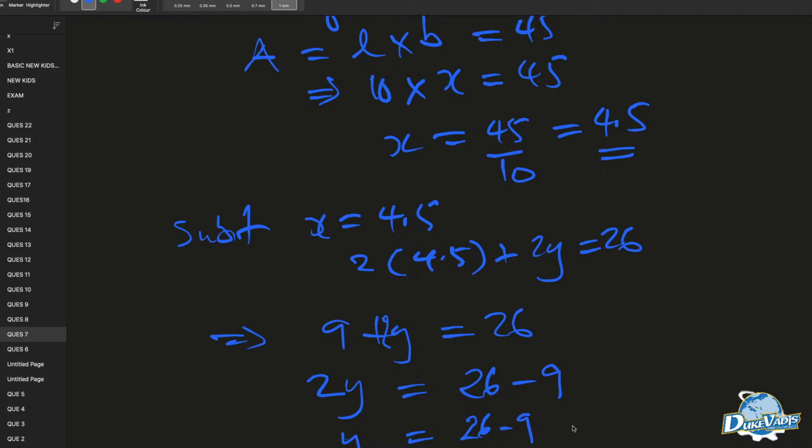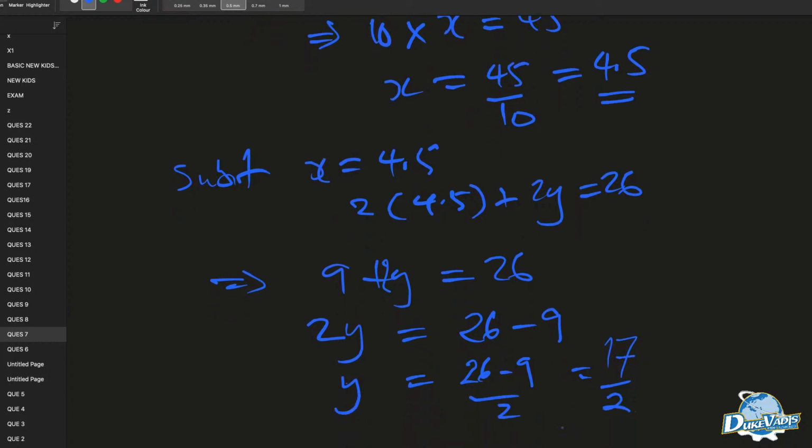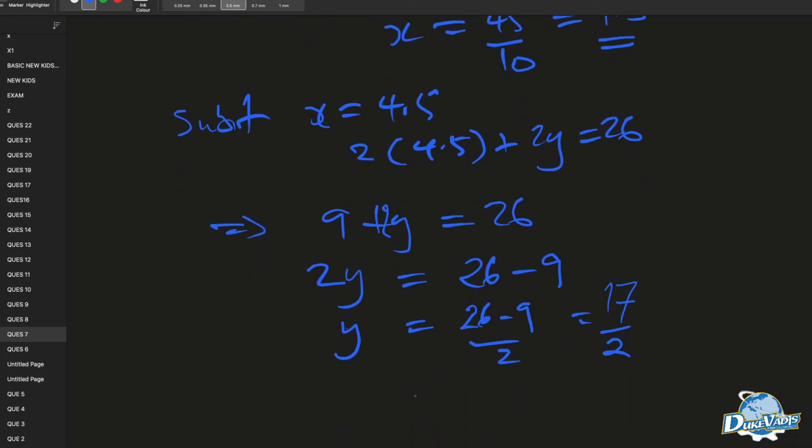Okay, so we get 17 over 2. Alright, 17 over 2. When we subtract, we get 17 over 2, and that will be approximately, so AB therefore is equal to 8.5 centimeters. Okay, so that is the question.